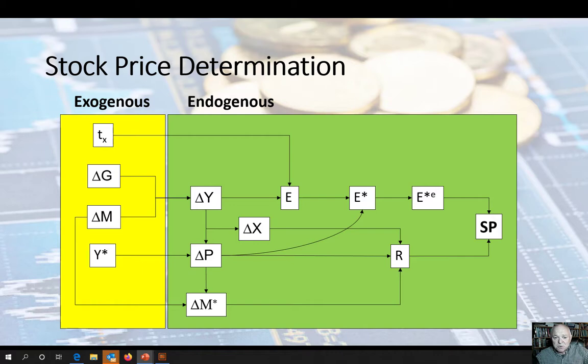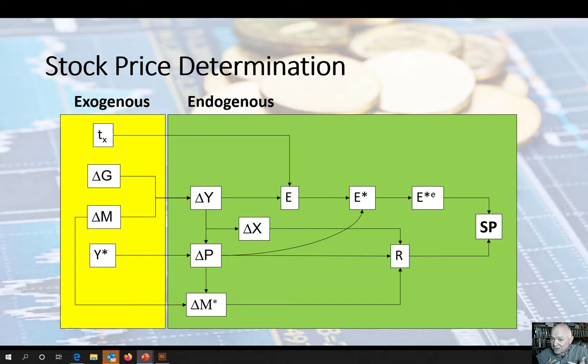If there's a difference between the level of economic activity that we're attempting and our capacity to produce, then we create inflation. That's delta P. Delta P is going to affect things like the interest rate, that's R, that we have to pay. It also affects the real level of earnings after accounting for inflation. That's E star. Of course, our level of output, delta Y, is going to produce earnings, corporate earnings, and that's going to be affected by corporate taxes. So E is going to be affected by the level of output in the economy and the rate at which the government keeps some of that money through taxes.